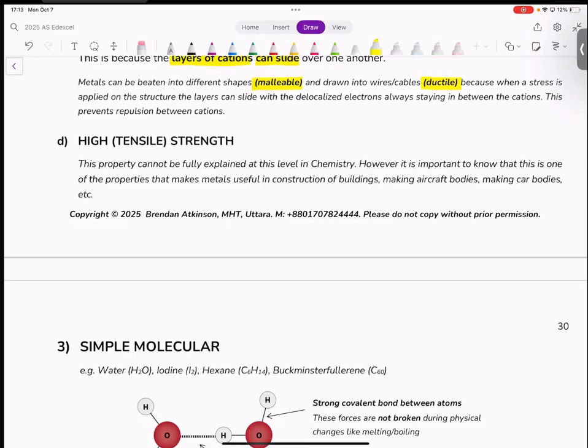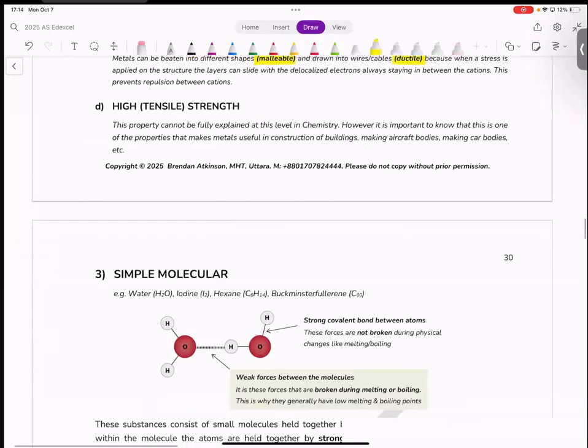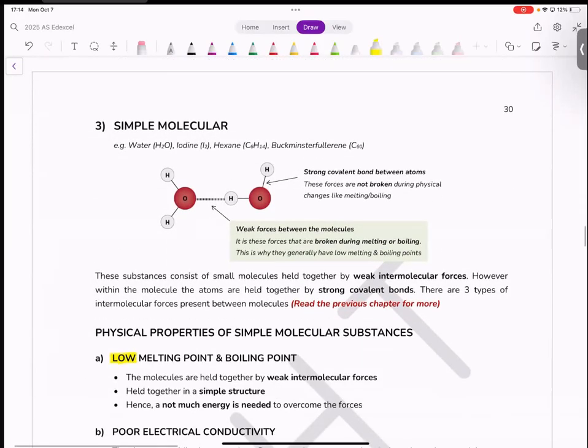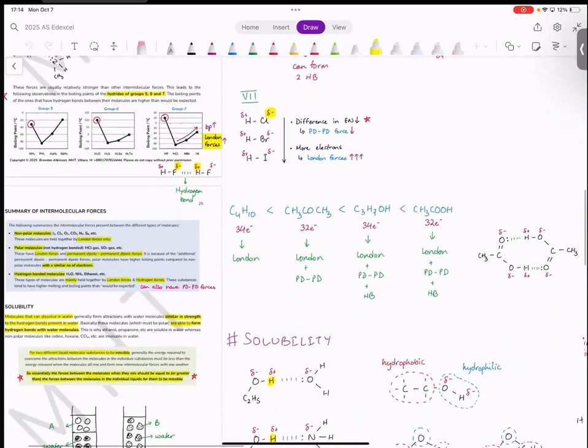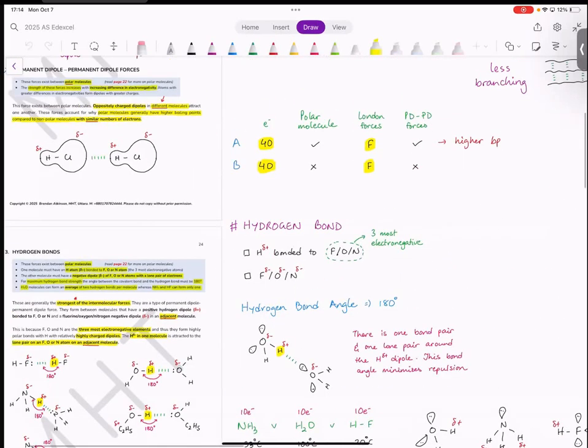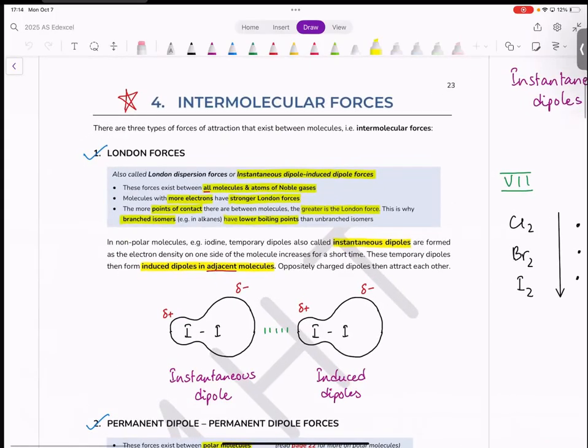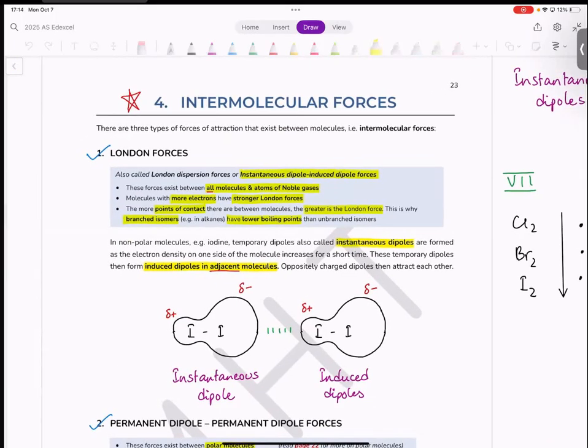Why do we use metals in buildings? They're strong. They add strength. Don't say hardness. Next, simple molecular. So simple molecular is chapter 4. Chapter 4, the intermolecular forces. Keep memorizing these blue boxes. Okay, the summary points. Make this a major objective.